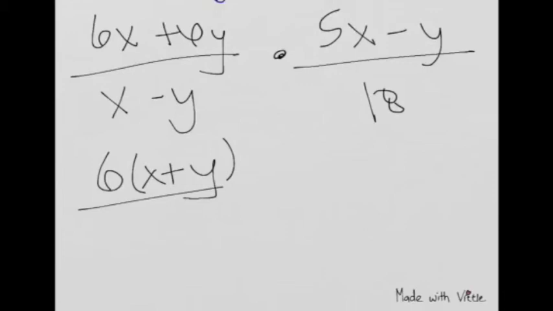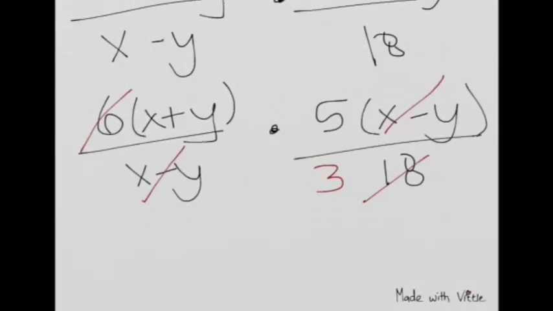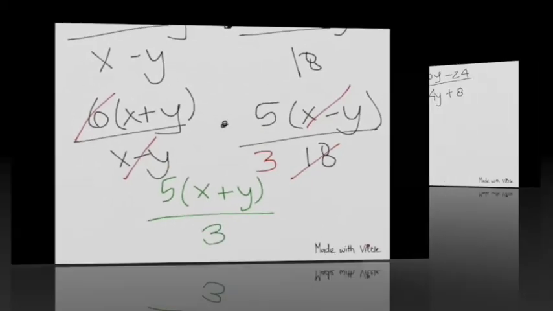over x minus y times 5x minus y over 18. From there we can cross out like terms x minus y and x minus y, and 6 also goes into 18 3 times. So our answer is going to be x plus y times 5 over 3.